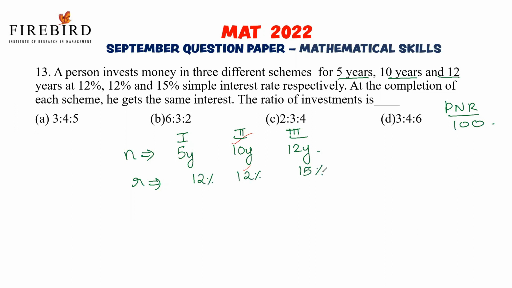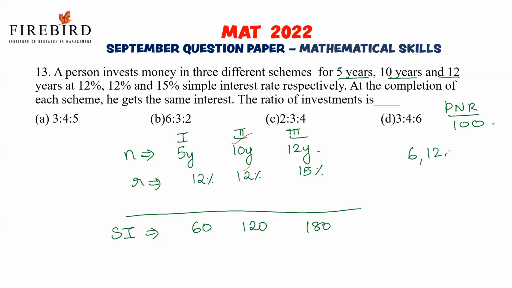At the completion of each scheme, he gets the same interest. So the concept is what? You should get the same amount of simple interest at the end of all 3 schemes. Now N and R are varied, but you should get a common value, so the principal amount will differ for all 3 schemes. 5 12s are 60, then 120, and here it is 180. Now I'll calculate the LCM of 60, 120, and 180. The ratio 6, 12, and 18 is nothing but the LCM is 360.